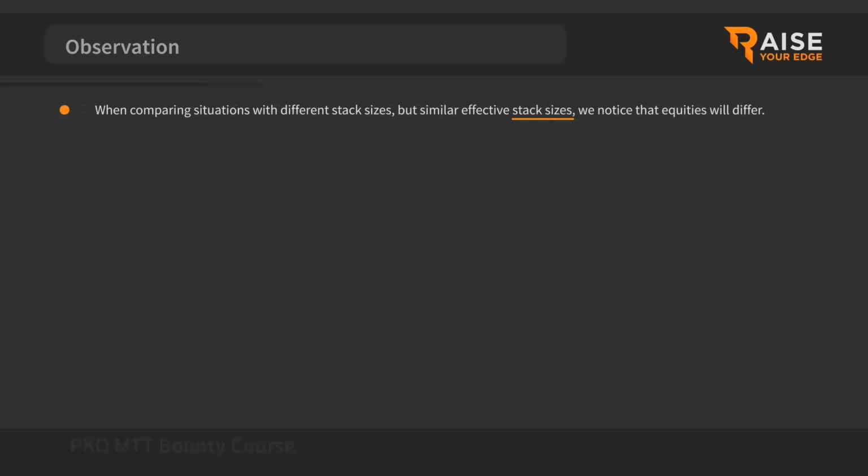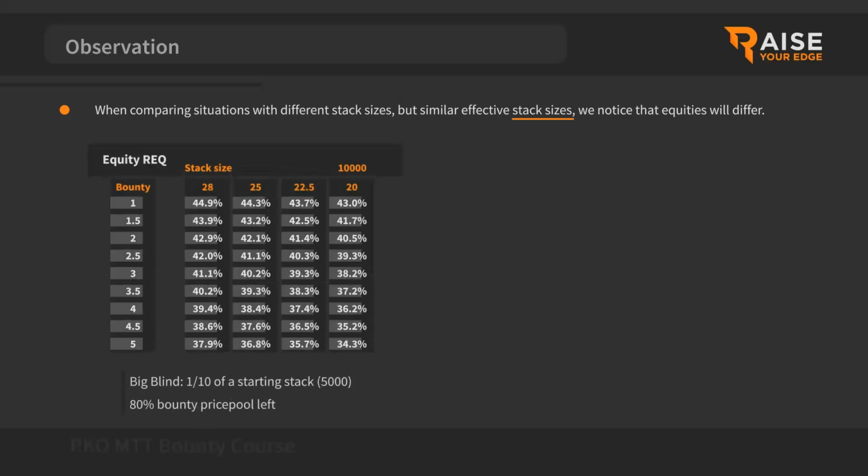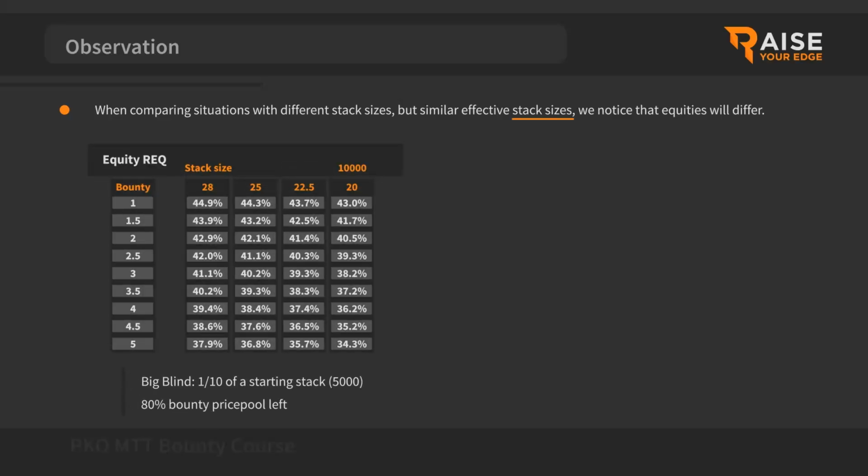So the first observation will be when we are comparing situations with different stack sizes, but similar effective stack sizes. And then we will notice that the equities which we need to call off an all-in will differ. So I give you 2 examples. In this table, you see the bounty size in starting bounties on the left side. So this is essentially the bounty which you can win. In a $100 PKO, 1 would be $25, 1.5 would be $37.50, 2 would be $50, and so on.